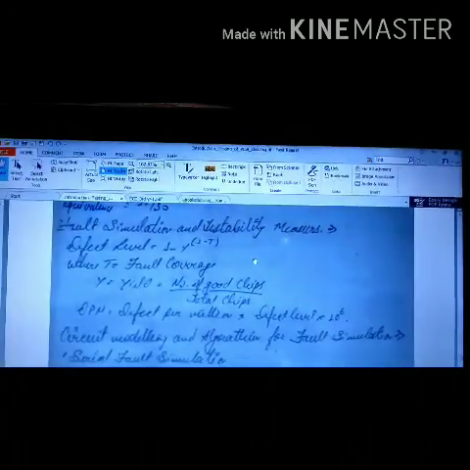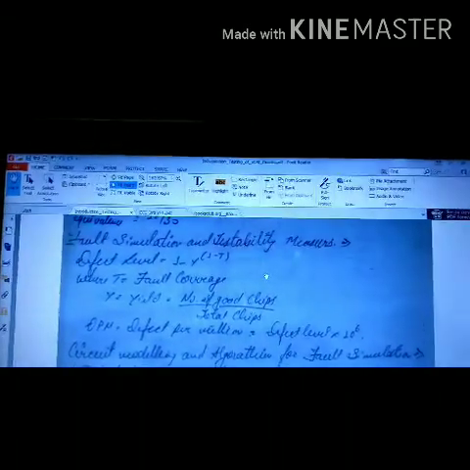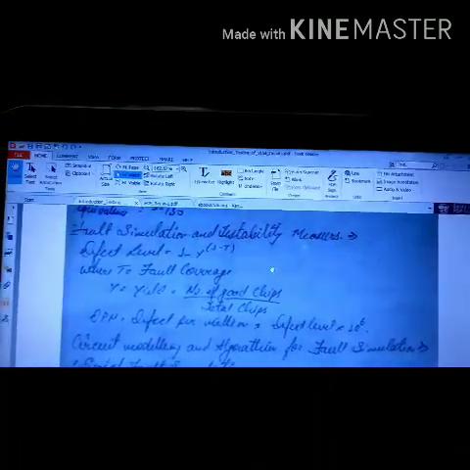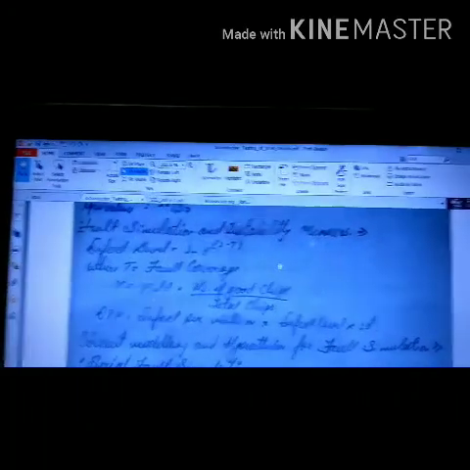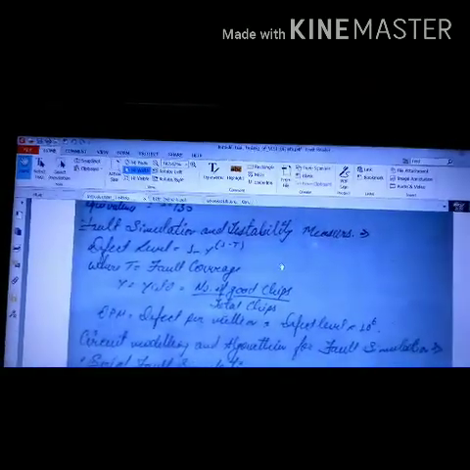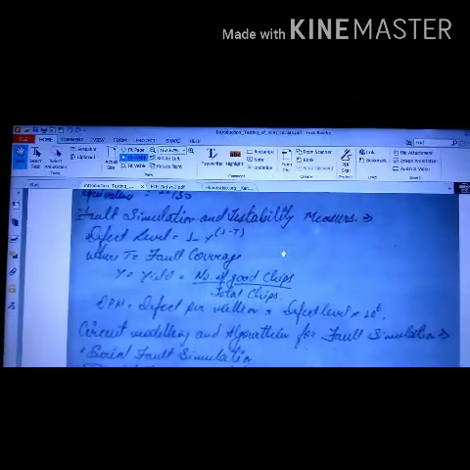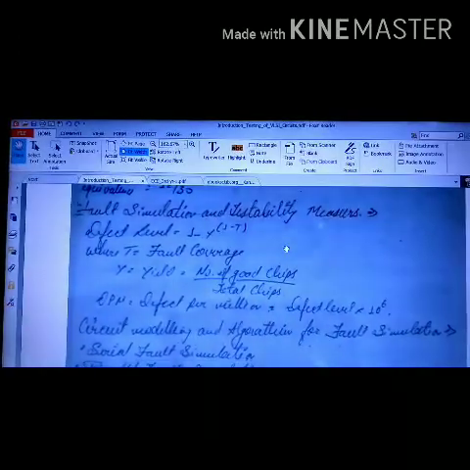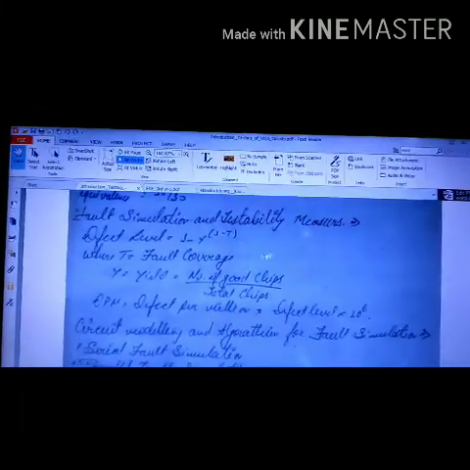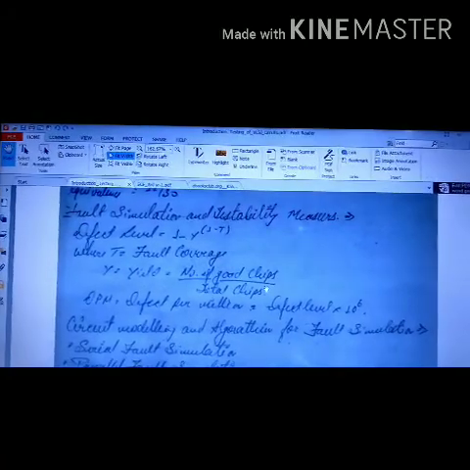Then comes fault simulation and testability measures. Okay, defect level is defined as 1 minus y to the power 1 minus t, where t is the fault coverage, how many faults we are able to cover, and y is the yield. Okay, yield is defined as the number of good chips upon the total number of chips. Now, if we want to calculate DPM, that is defects per million, we take the defect level, which we have just calculated by this formula, into 10 to the power 6.